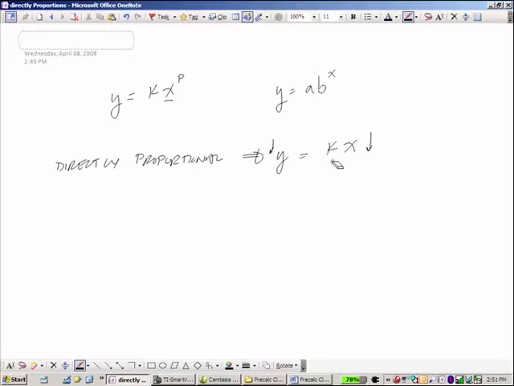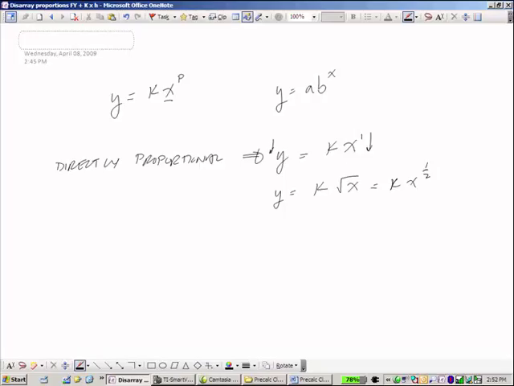You could also say y is directly proportional to the square root of x. That would be this. And both of these actually are power functions. What's the power here? Yeah, 1/2. The square root is the 1/2 power. And what's the power here? 1. So both of these are power functions.